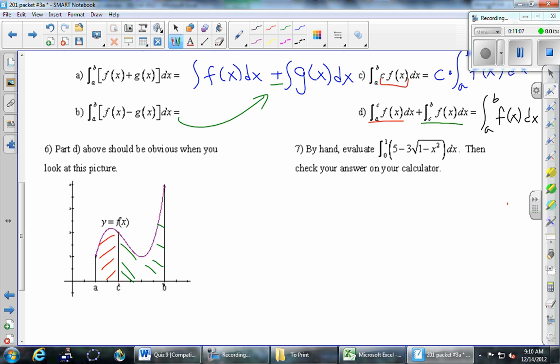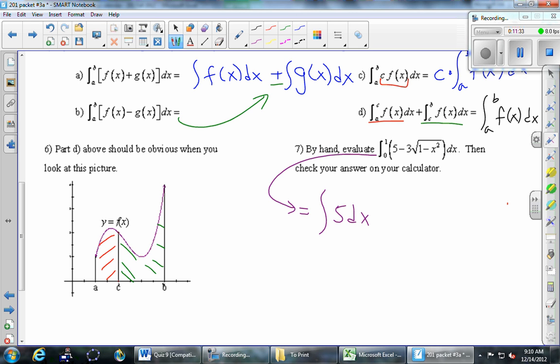Okay, let's see if we could do number 7. Again, the goal is to do it by hand. I know the calculator will get it to us. We could just type it in right now. But let's see if we can use some of these nice new properties, get a little bit comfortable with them. So this integral equals. The first thing you see is what in this complication? It's a subtraction, right? There's a 5, there's a 3 radical 1 minus x squared. Subtract, that's nice. Write 2 separate integrals.